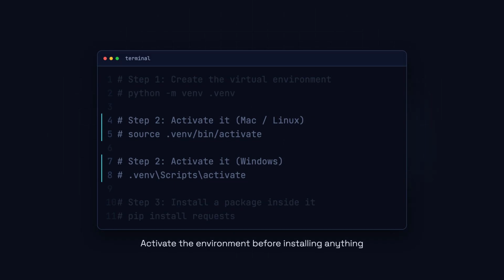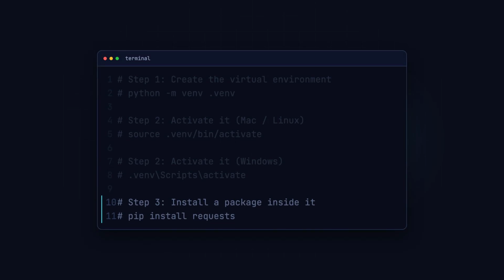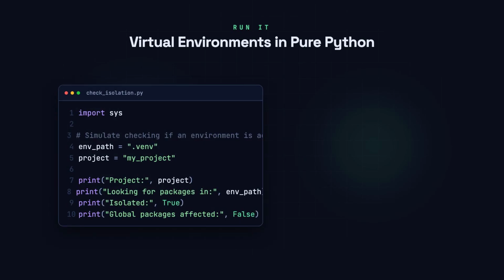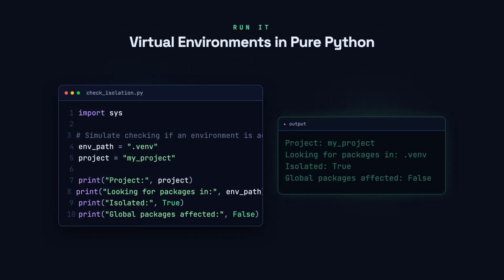On Mac and Linux, you run source .venv/bin/activate, and on Windows, you run .venv/Scripts/activate. Your prompt will change to show the environment is active. Now when you run pip install, the package lands inside .venv and stays completely separate from every other project on your machine. Here is a simple Python script that prints the key facts about isolation.